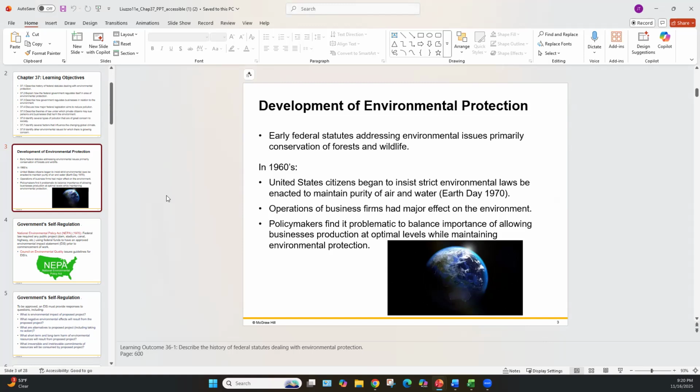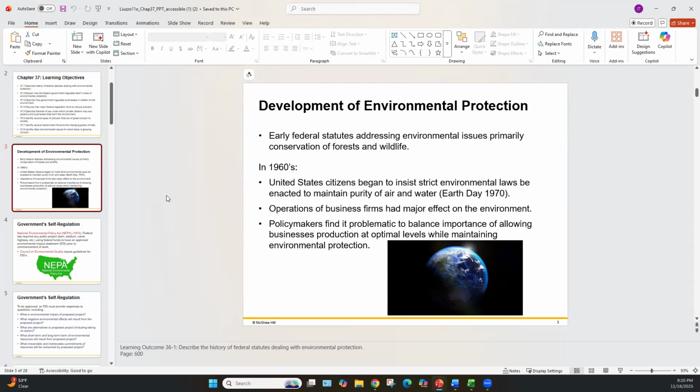Obviously, that's a good thing, right? But in the 1960s, United States citizens began to insist that strict environmental laws be enacted to maintain purity of air and water. I'm sure we've all heard of Earth Day. The inaugural Earth Day was in 1970.